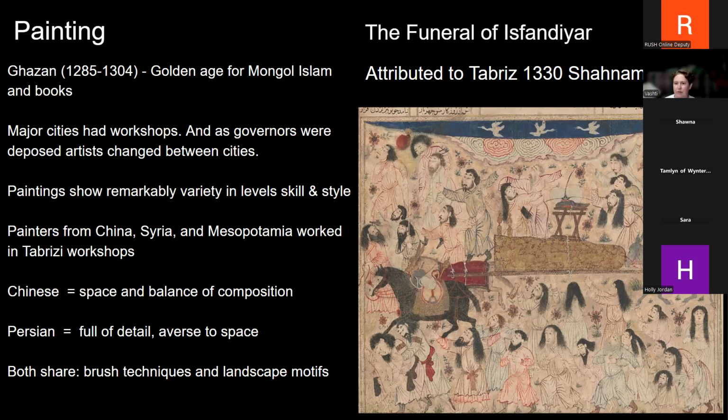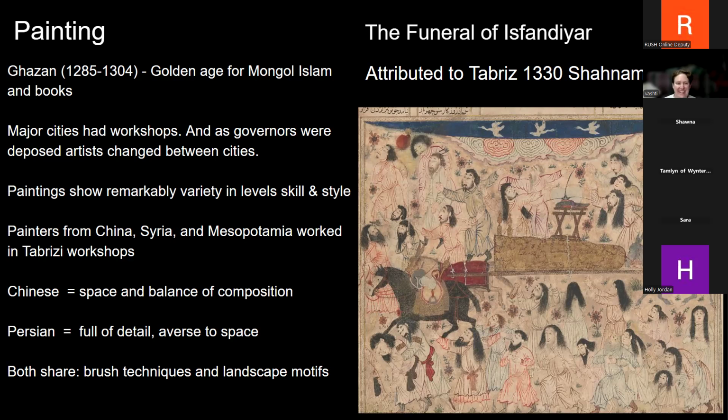Chinese artwork at this point really had a focus on space and a balance in the composition, and Persian artwork did not. They liked their composition to be entirely full. Every inch of space is being used up.